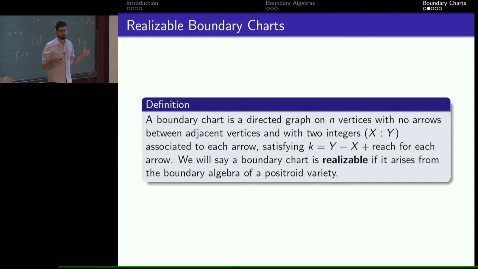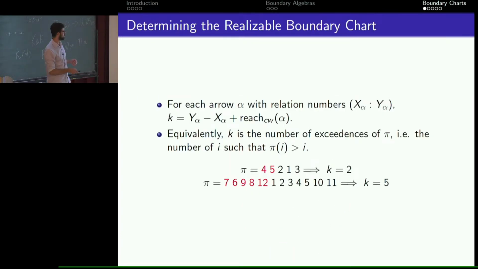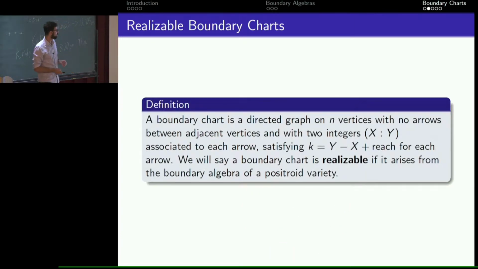I want to make a definition now more broadly. I can imagine this sort of combinatorial data that doesn't come from a boundary algebra. So a boundary chart is going to be a directed graph on n vertices with no arrows between adjacent vertices and with 2 integers associated to each arrow which satisfy the relation I had a couple of slides ago. This relationship between their 2 integers, k equals y minus x plus reach, for each arrow. Okay, so that's what we'll say a boundary chart is, and agreeing with our previous definition, we'll say that a boundary chart is realizable if it arises from the boundary algebra of a positroid variety via that recipe I just gave over the past few slides.